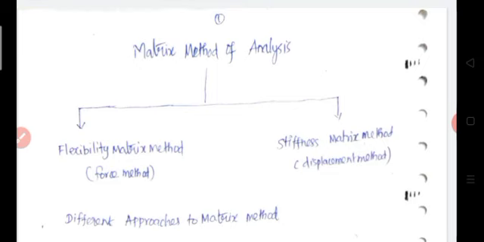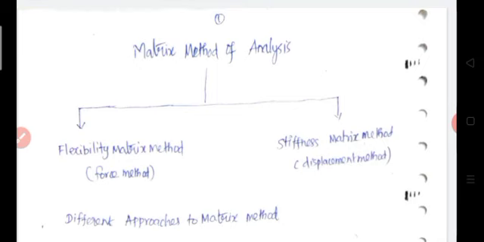The flexibility matrix method evolved from the systematic development of the consistent deformation method in matrix form. The stiffness matrix method evolved from the systematic development of the slope deflection method in matrix form.